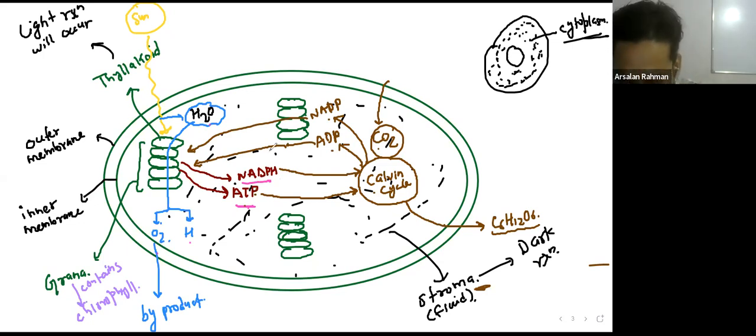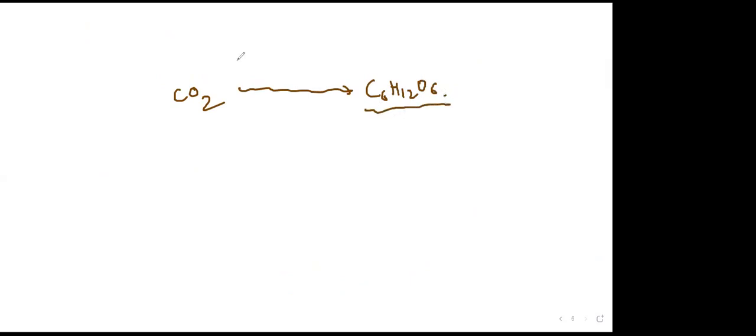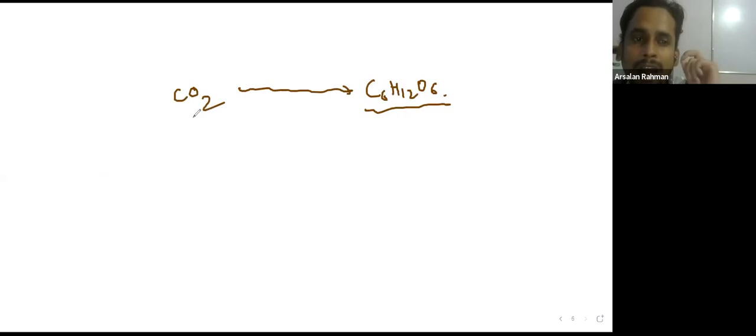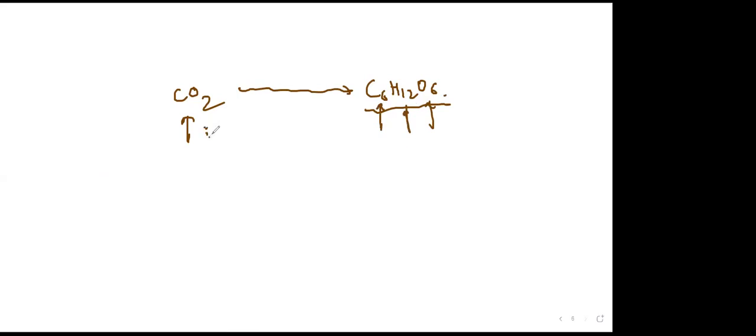I will explain one more time. Let's look at this. CO2 is converting into C6H12O6. Which atom does this CO2 require to become C6H12O6? CO2 has carbon and oxygen. Glucose has carbon and oxygen plus hydrogen. So it lacks hydrogen.